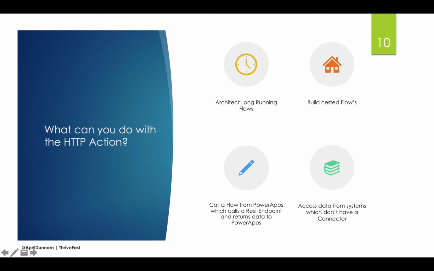And lastly, as we know, Flow is great and has hundreds of different connectors for you to use. But odds are there's going to be some system that there's not a connector for that you want to pull information from or write information to. So instead of creating your own custom connector, which is a little bit more of an involved process, you can utilize this HTTP request action to pull and read information from those systems.